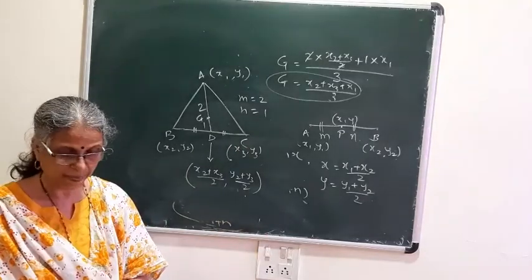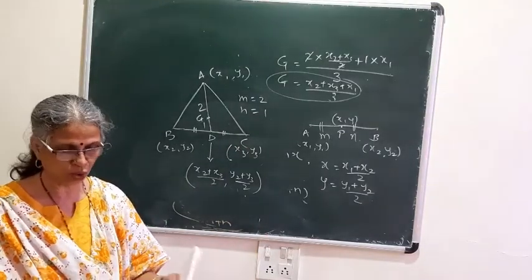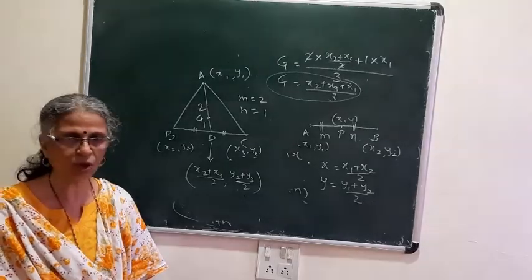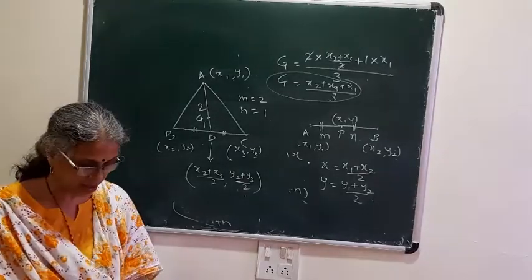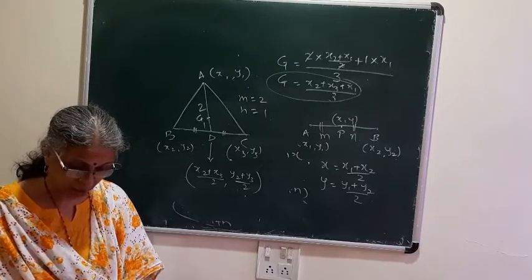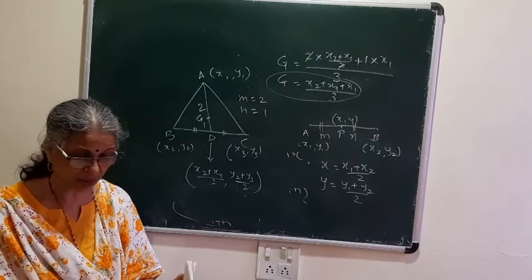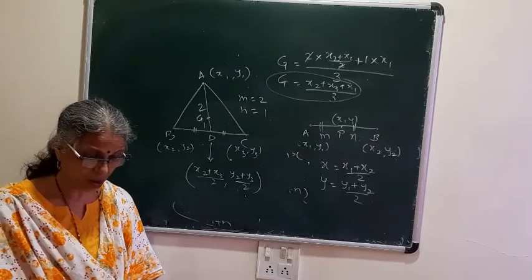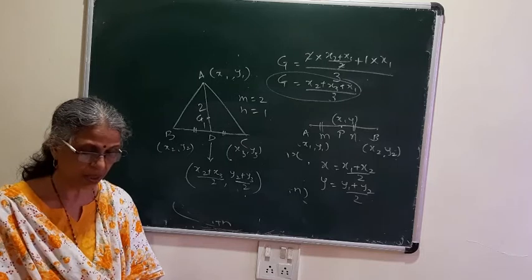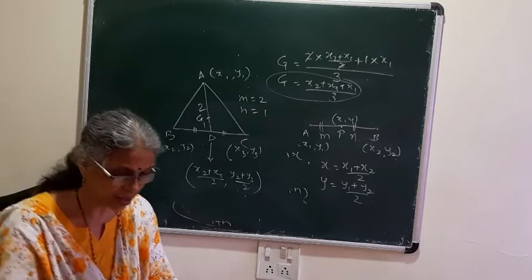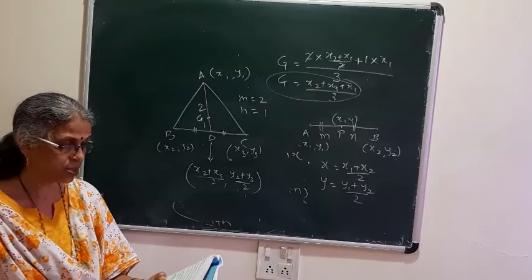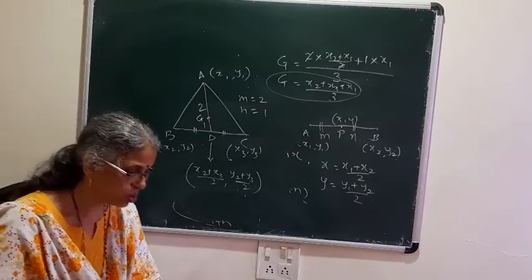So for solving practice set 5.2, you have to remember three formulae. One, the section formula of internal division. Second, the midpoint formula. And third, the centroid formula. Now we will start practice set 5.2. Find the coordinates of point P if P divides the line segment joining the points A(-1, 7) and B(4, -3) in the ratio 2:3.